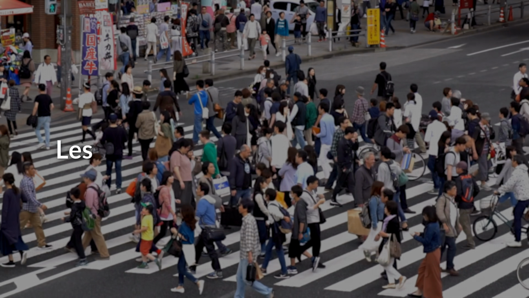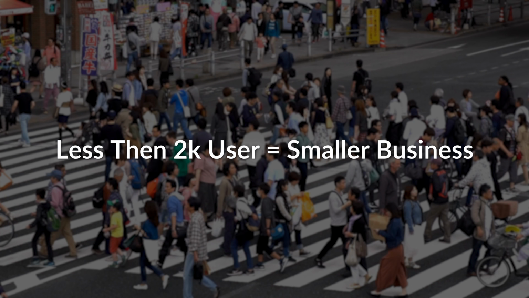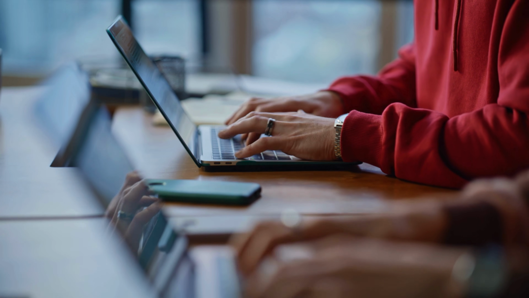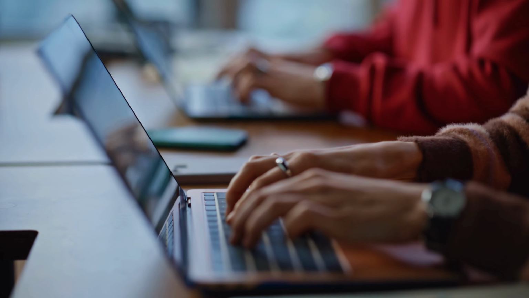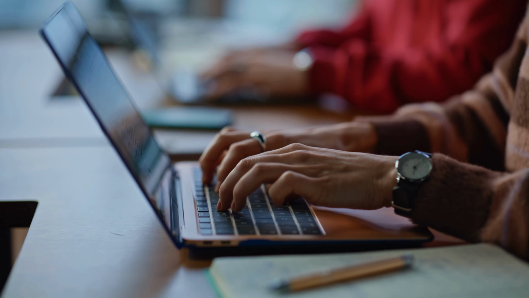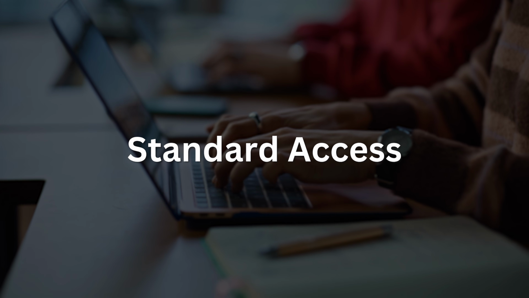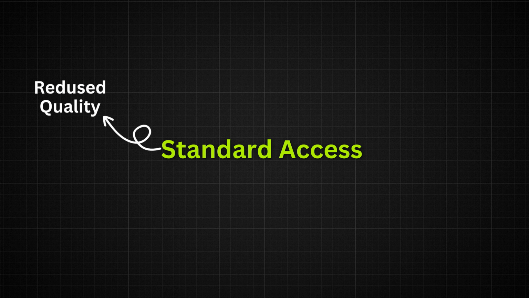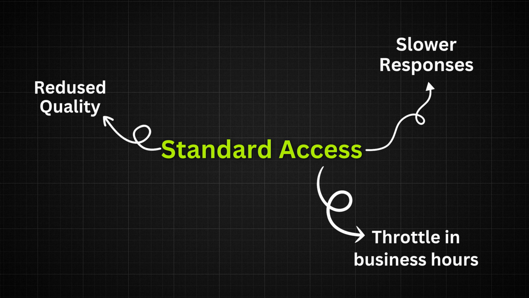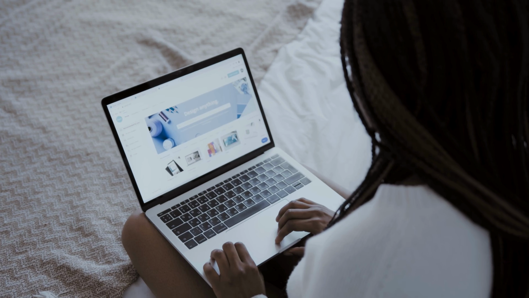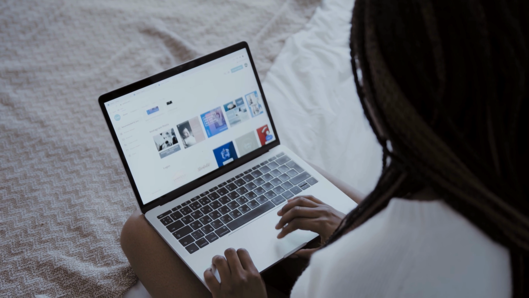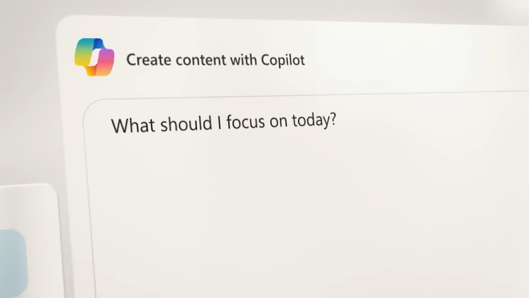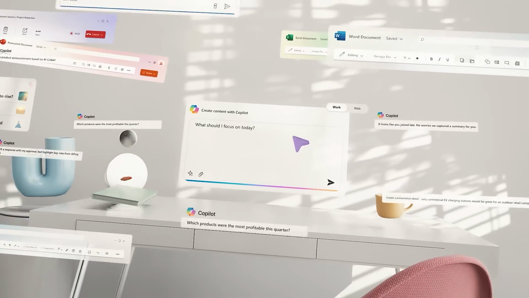However, if your company has fewer than 2,000 users, then in that case, Microsoft is going to consider you a smaller business. For you, Microsoft is being slightly kinder. You won't lose Copilot entirely, but you will get what they call standard access. And what does standard access mean? Unfortunately, it means reduced quality, slower responses, and throttling during business hours. And get this, you will also start seeing pop-ups and notifications nudging you to upgrade to the paid version. So basically, they are turning your free Copilot into an advertisement for the paid Copilot.